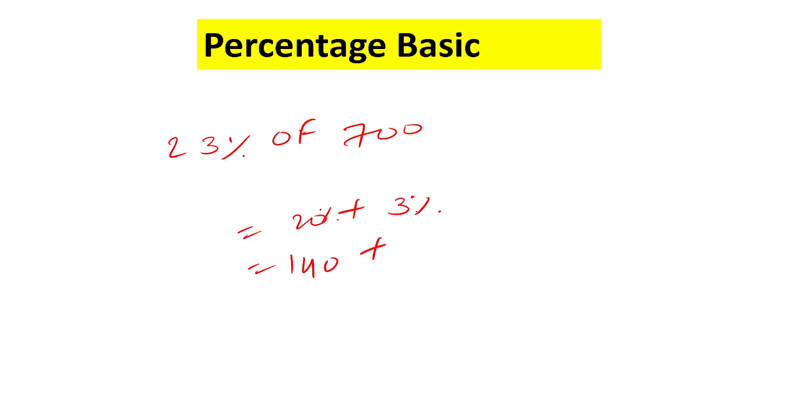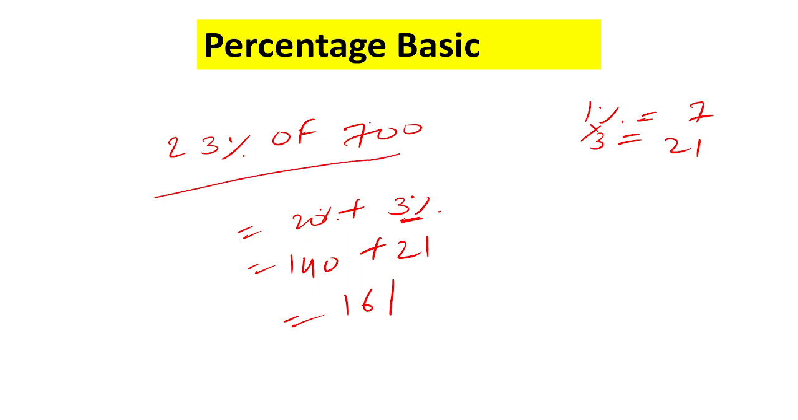Let's see a few examples. If I want to find 23% of 700, first I will do 20% plus 3%. 10% of 700 is 70, so 20% will be 140. For 3%, first find 1%, that is 7, and multiply it by 3, you get 21. Add 21 here, and we get 161 as the 23% of 700. So you can do it orally also.